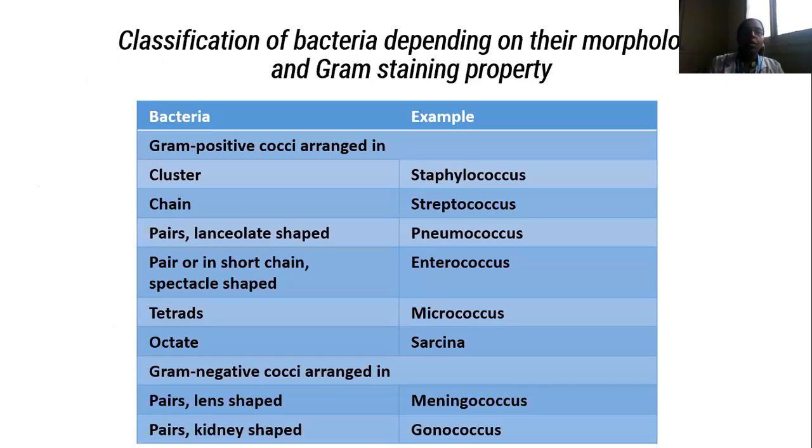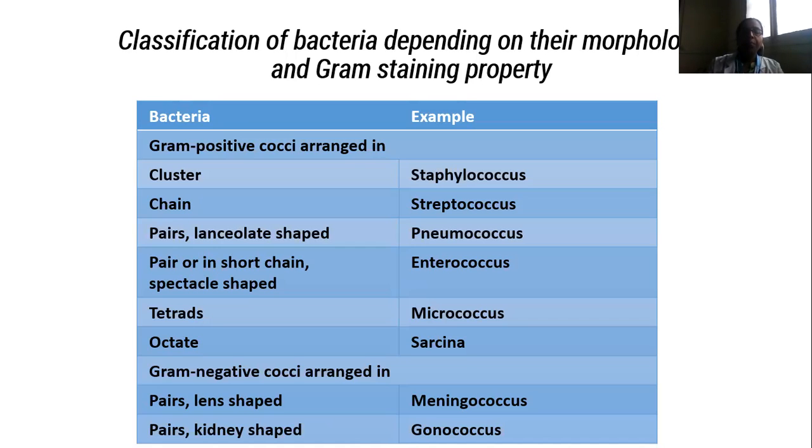As I already told you, based on gram staining, these are the examples of bacteria. Gram-positive cocci arranged in clusters is Staphylococcus. In chains, it is Streptococcus. Pairs or lanceolate shape, Pneumococcus. Pairs or chains or spectacle shape, Enterococcus. Tetrads, Micrococcus. Octads, Sarcina.